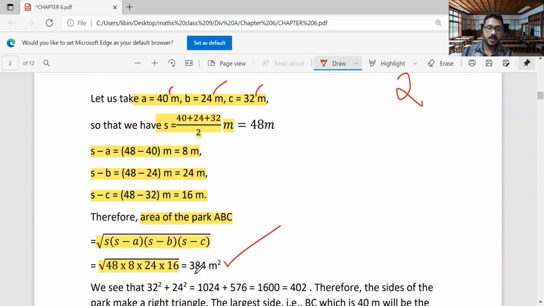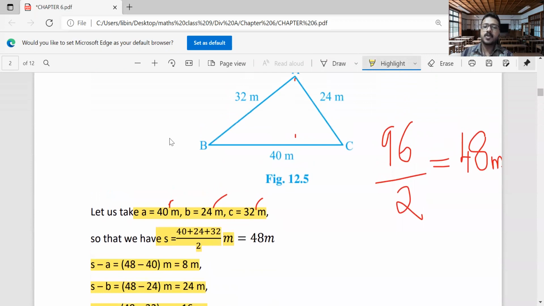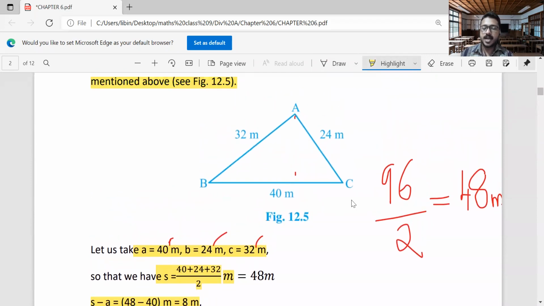Again, I remind you of the unit of the area of a triangle. It is meter square. Keep this in your mind. It is very important. Fine. Now one more thing about this particular triangular park.